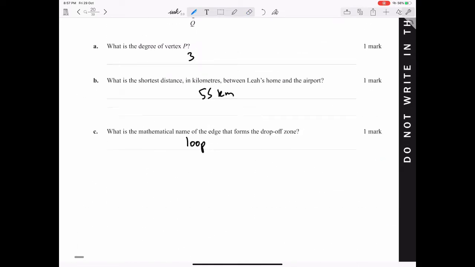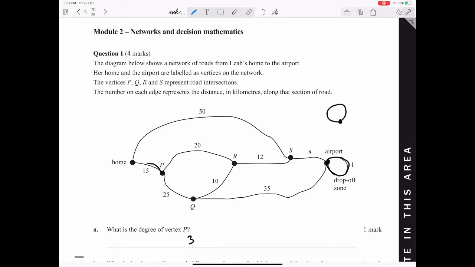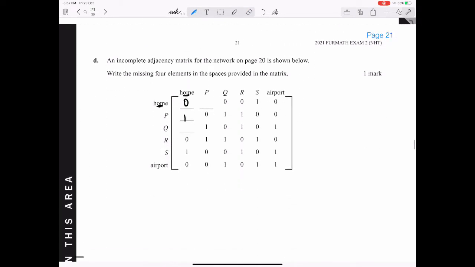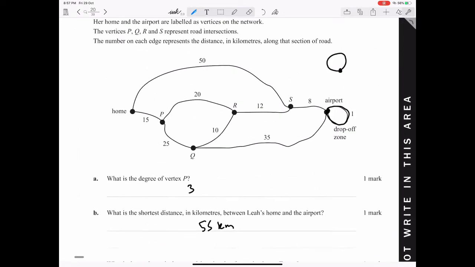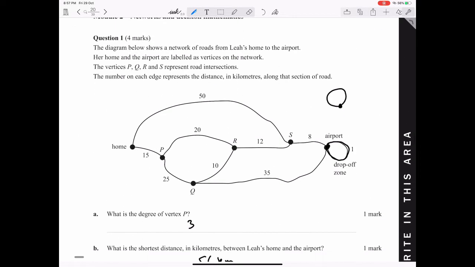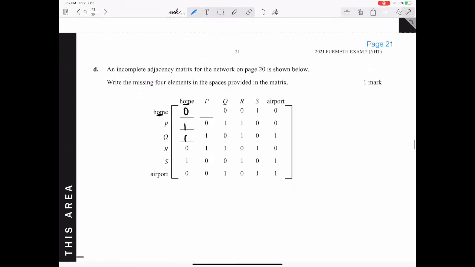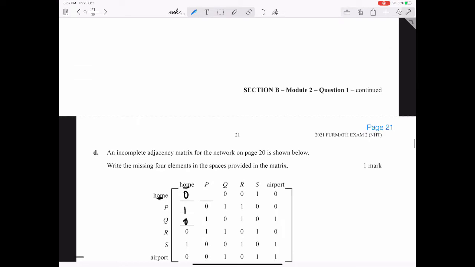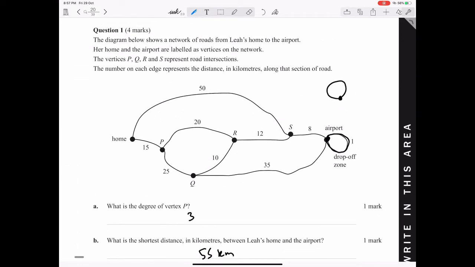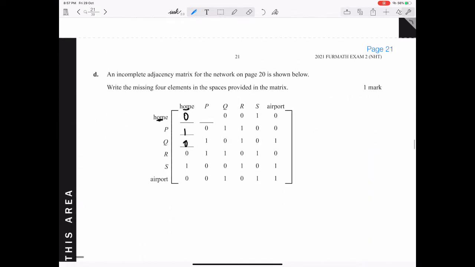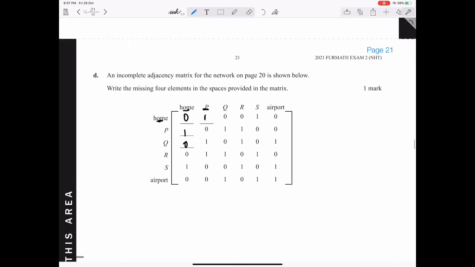P to home, we can only see there's one edge there, so therefore there'd be a 1 over there. Home to Q, we can see there are no edges directly connected from home to Q, so therefore that is a 0. Home to P we can see there's 1, so 1 over here. There was only one edge connecting them, so 1 goes there.